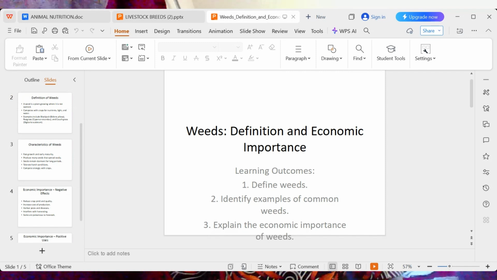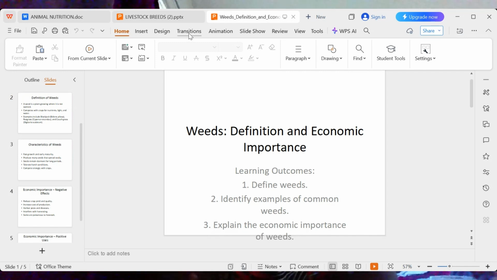Okay, our learning outcomes for today are, by the end of the lesson, you will be able to define weeds, identify examples of common weeds, explain the importance of weeds, which are economic, positive, and negative importance. And before we continue, I would like one of you to define weed. What is a weed?